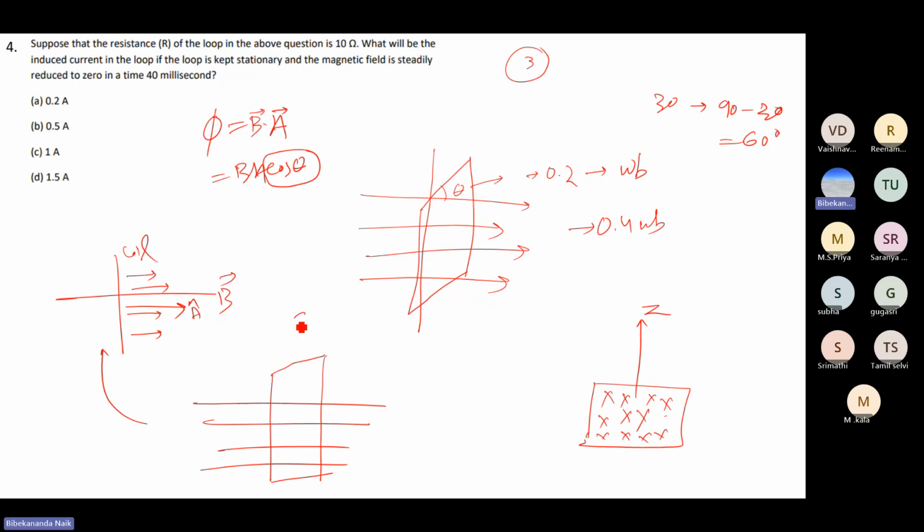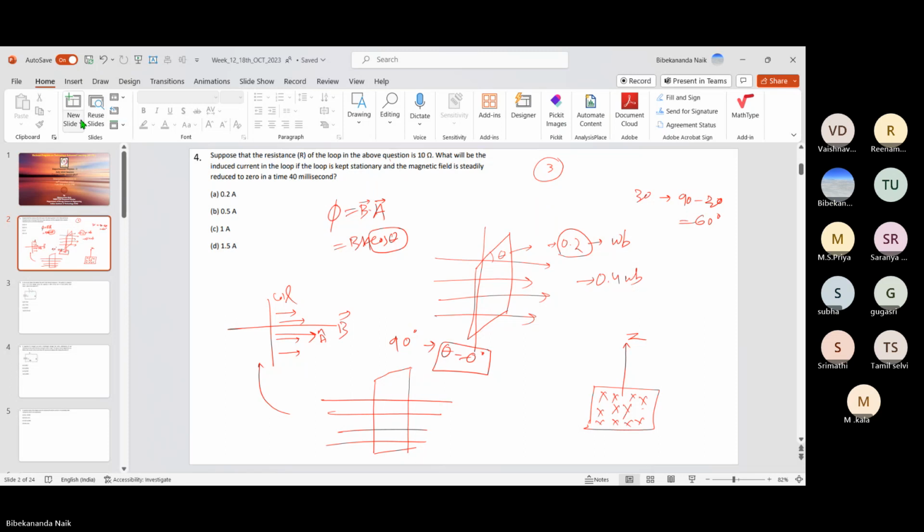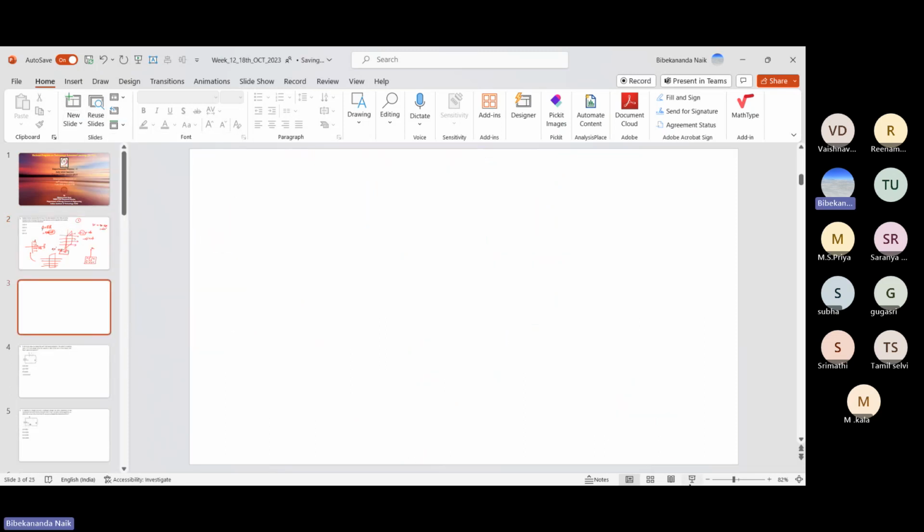So when it is 90 degree, the theta will be 0 degree, because the area vector is always perpendicular to the surface area. In that case, we had calculated that there will be an induced EMF of 0.4 volt, because the initial magnetic flux associated with it was 0.2 Weber, and the final magnetic flux due to its rotation was 0.4 Weber. So we had calculated in such a way that we'll be able to find the EMF induced in that coil.